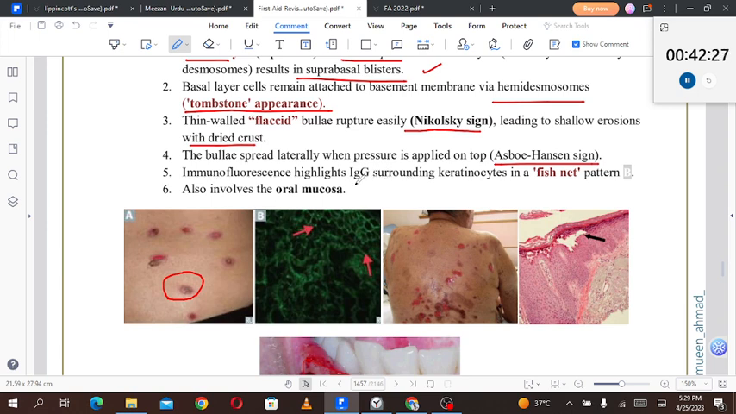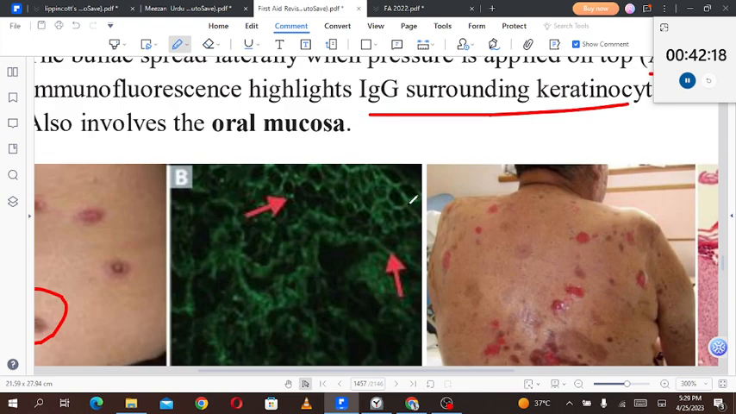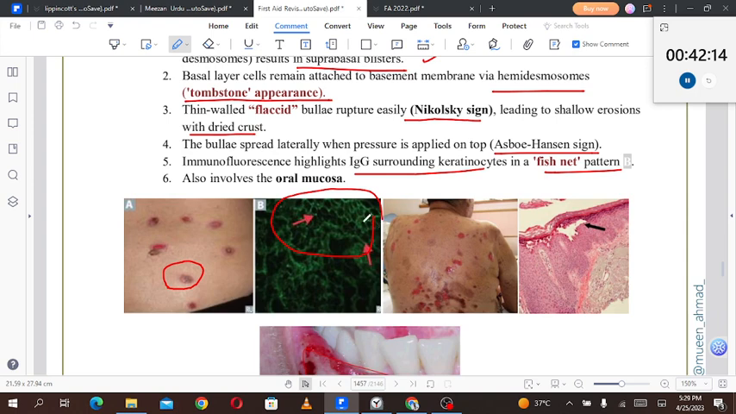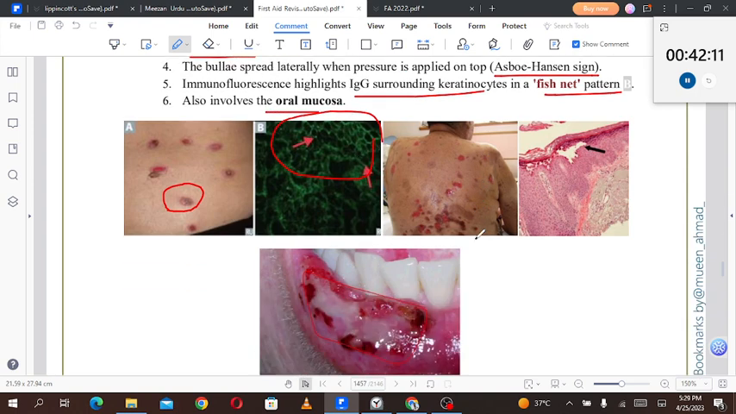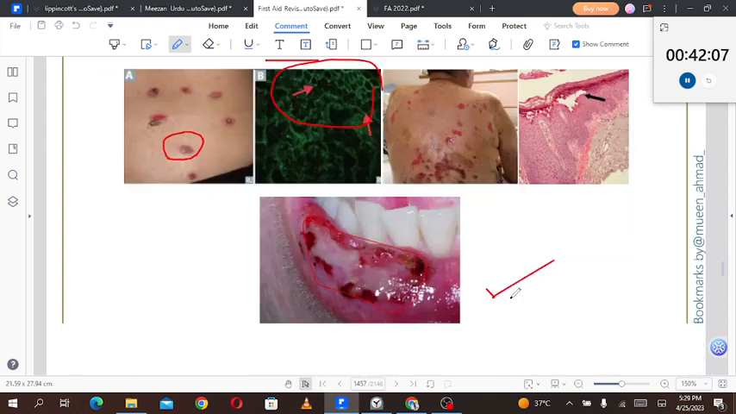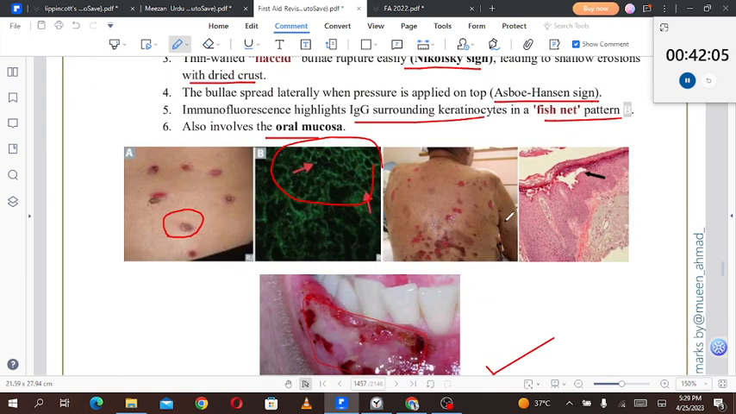Immunofluorescence highlights IgG surrounding keratinocytes in a fishnet pattern. So option B, they are showing a fishnet pattern. Yeah, here we can see the fishnet pattern over here. It can also involve the oral mucosa. Got it. So I guess the oral mucosa is over here. Pemphigus vulgaris can involve the oral mucosa.